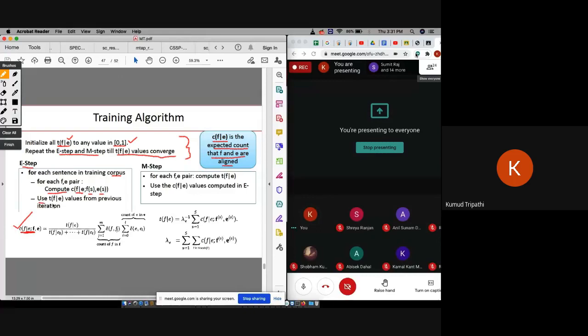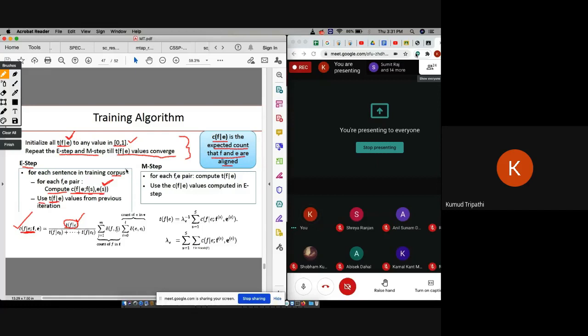First you need to compute this one, and now you have to use T of F comma E. Initially, it is some random value. You need to use this information because while computing the C, you have this T of F comma E over here. That means when you are computing the expected count, how many times the words are aligned, that information is provided by C of F given E. So that is dependent on this translation probability, which is already given initially with the random values.